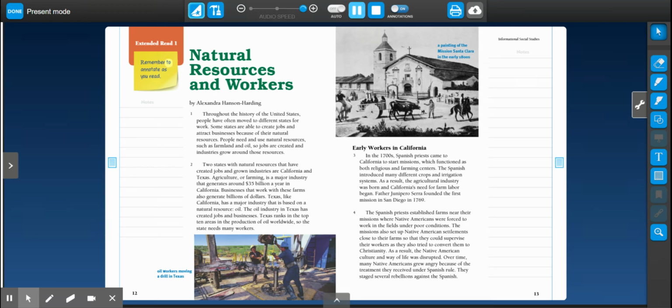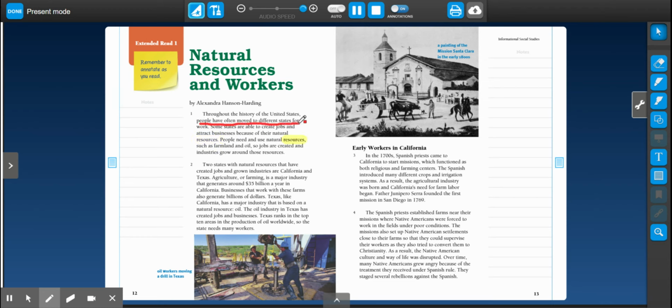Extended Read 1. Remember to annotate as you read. Natural Resources and Workers by Alexandra Hanson Harding. Throughout the history of the United States, people have often moved to different states for work. Some states are able to create jobs and attract businesses because of their natural resources.